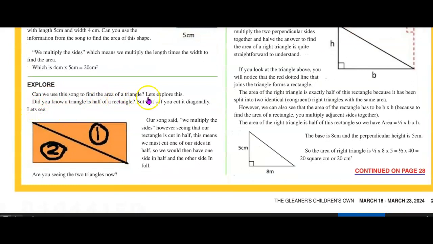Can we use this song to find the area of a triangle? Let's explore this. Did you know a triangle is half of a rectangle? But that's if you cut it diagonally. So here we have the rectangle and we have a diagonal line, and we have one triangle on that side, one triangle on this side. Are you seeing the triangles now? Our song said we multiply the sides. However, seeing that our rectangle is cut in half, this means that we must cut one of our sides in half.